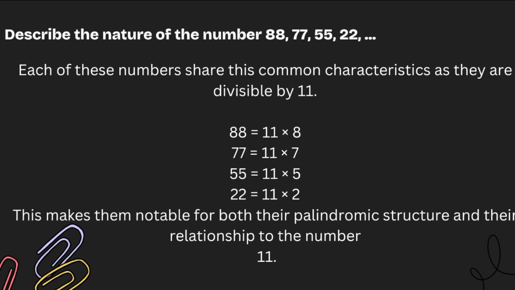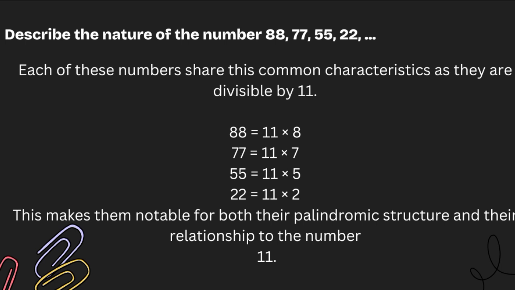A palindrome is a number that reads the same forward and backward. These numbers have a perfect symmetry, which makes them aesthetically and numerically interesting. Hence, the numbers' palindromic nature and divisibility by 11 are not coincidental. This connection arises because palindromic numbers with two identical digits are always divisible by 11. This is due to the mathematical property of 11. When checking divisibility, the alternating sum and difference of the digits of a number must be divisible by 11.